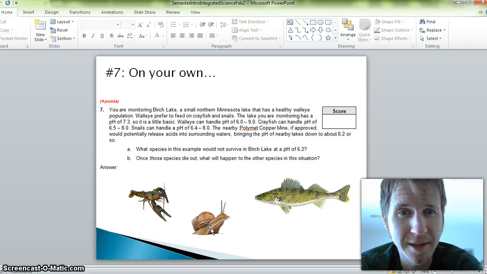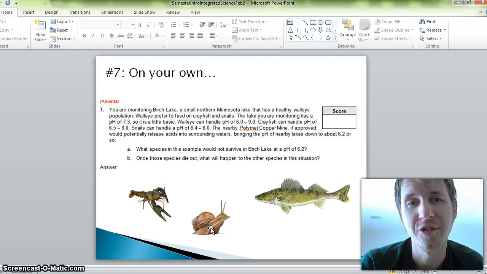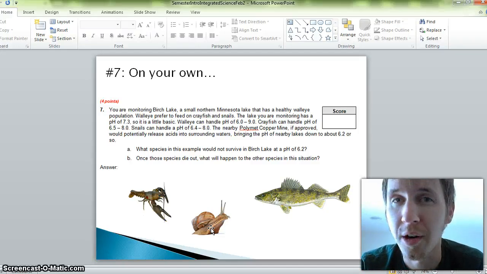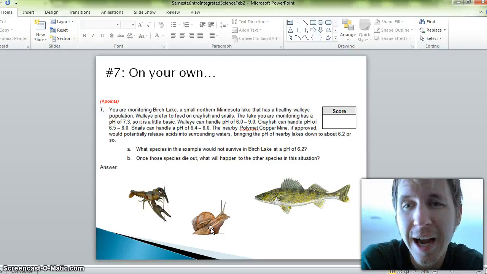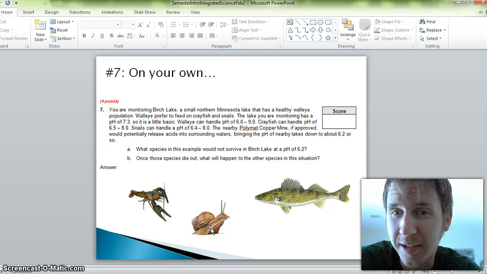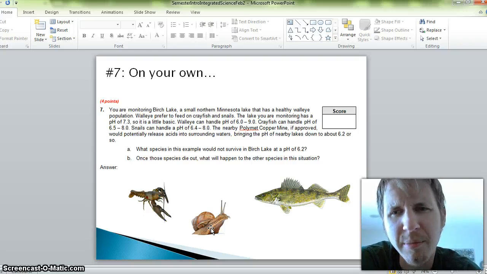So the lake you're going to monitor has a pH of 7.3, so it's pretty standard. Walleye can handle a pH range of 6 to 9. Crayfish can handle a pH range of 6.5 to 8. Snails can handle a pH range of 6.4 to 8. The nearby Polymet copper mine, if approved, would release acids into surrounding waters, most likely, and bring down the pH of lakes nearby to about 6.2. So taking a look at the values in the pH tolerance for these creatures, what species in this example would not survive in Birch Lake at a pH of 6.2?